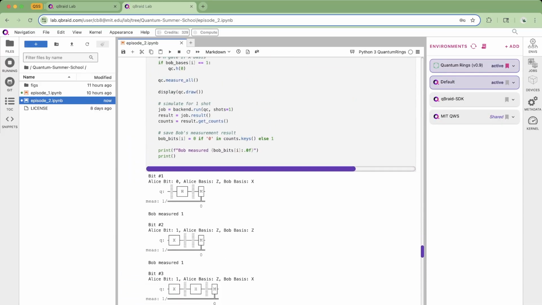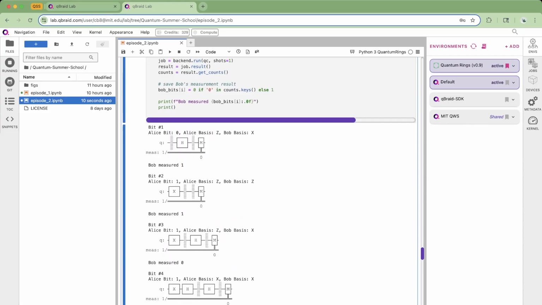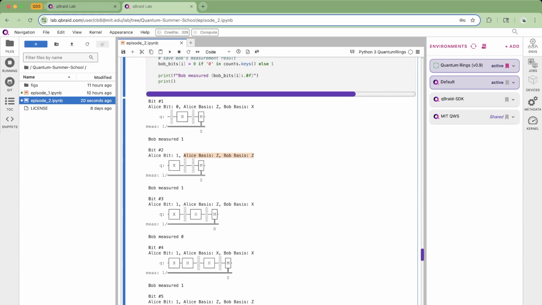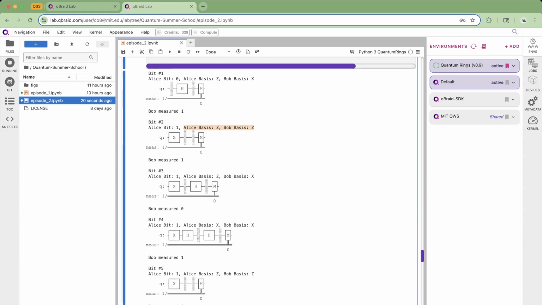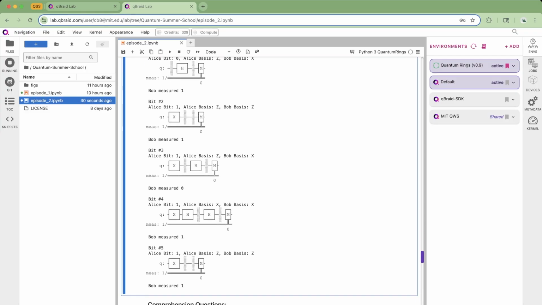So here for the first one, we see that Alice prepared the bit 0, she chose the basis Z, and Bob chose the basis X, and then Bob measured 1. So they picked different bases, and Bob measured something different than Alice, which he had a 50% chance of doing. Here, Alice and Bob chose the same basis, and Bob measured exactly what Alice prepared. Here, they chose different bases, and their answers differ. You can run this a bunch of times and see how it works with a different combination of Alice's choices of bits and basis and Bob's choice of basis, and just get a sense for how it works.